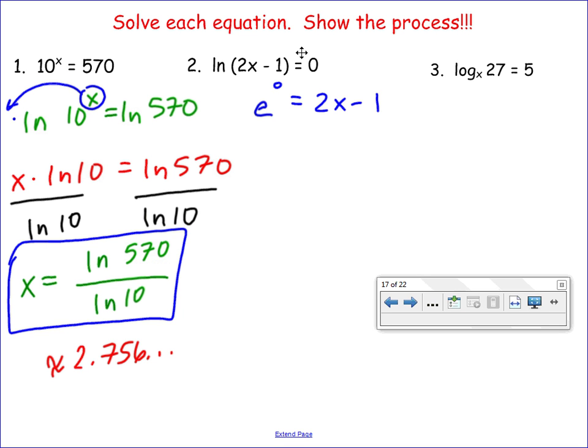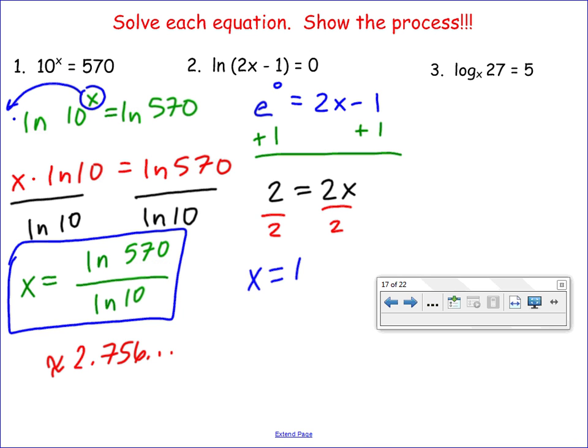It looks to me like we'll simply add 1 to both sides. So plus 1, plus 1. And e to the 0 is 1, plus another 1 is 2. Equals 2x. And divide both sides by 2. It looks like my final answer is x equals 1. So we didn't have to do the log of a power property in that case because we didn't have a variable tied up in the exponent, and we didn't need to bring it down.